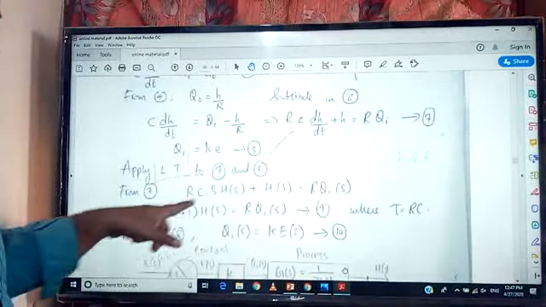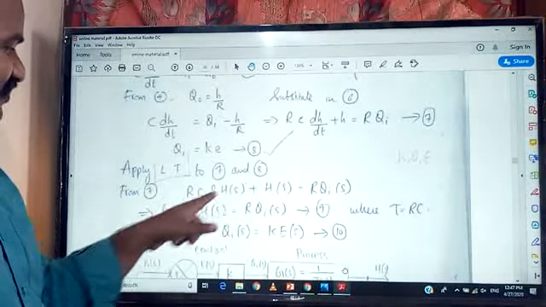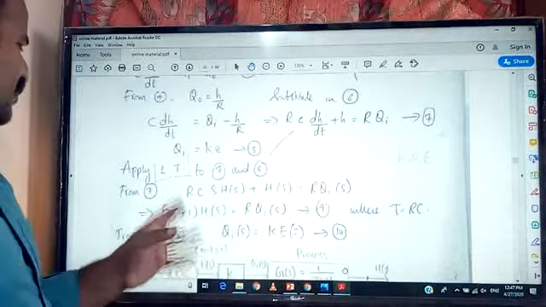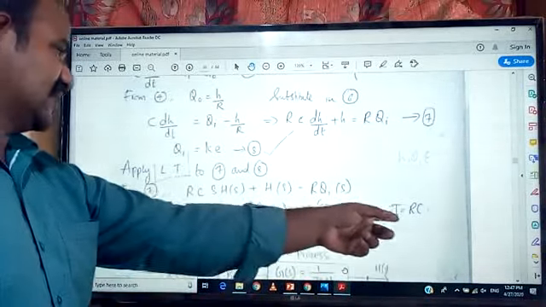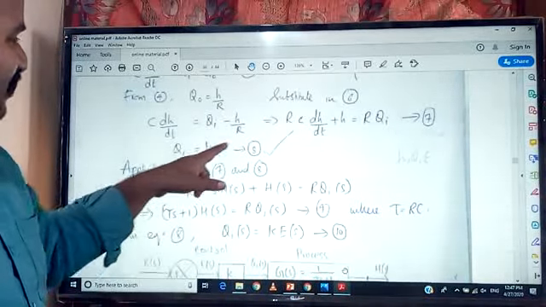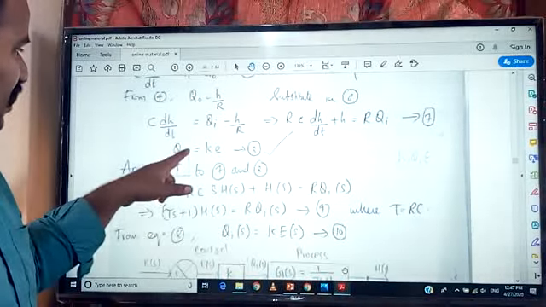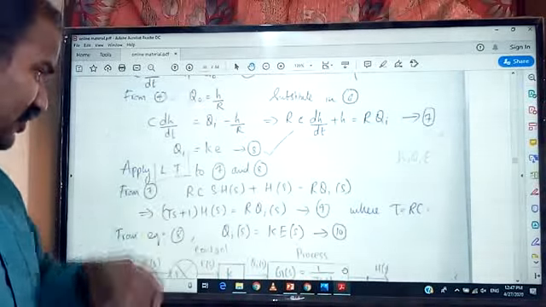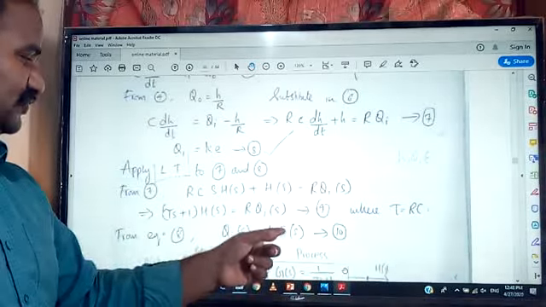After that, I am rewriting this equation like this, and after doing simple mathematical calculations, I am getting this equation. I am assuming that tau is equal to the product of R and C. After that, from equation number 8, we have equation number 10. If you apply the Laplace transformation to equation number 8, you are going to get Qi of s is equal to K into E of s.